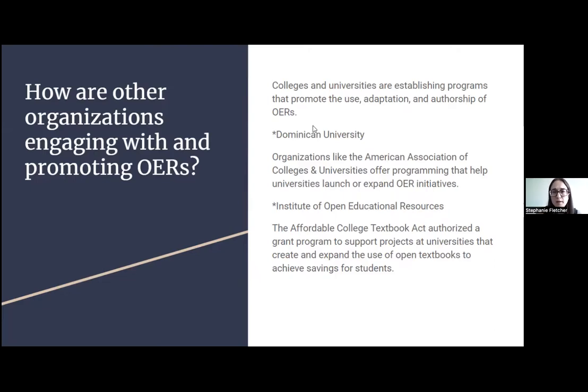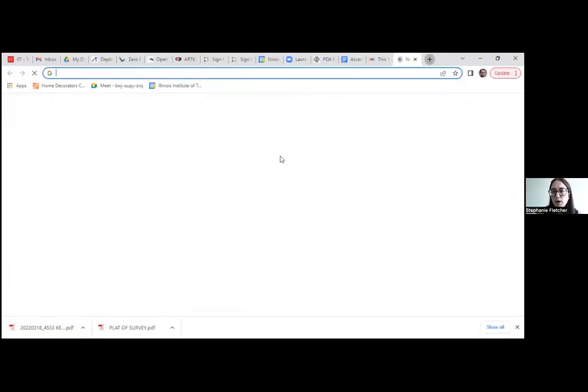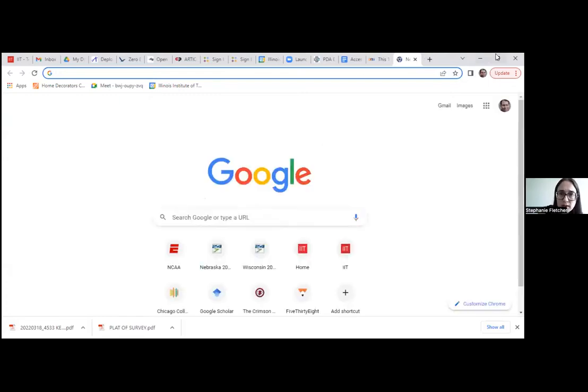Another example is the Affordable College Textbook Act. This authorized a grant program to support projects at universities.